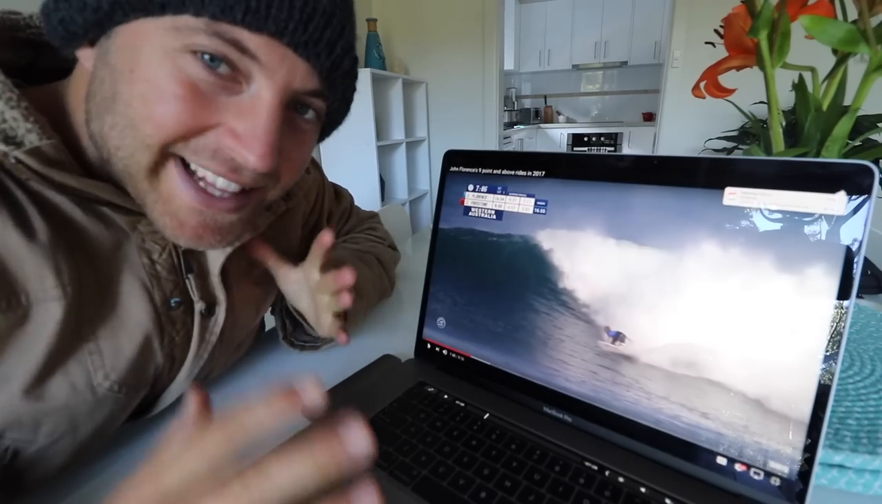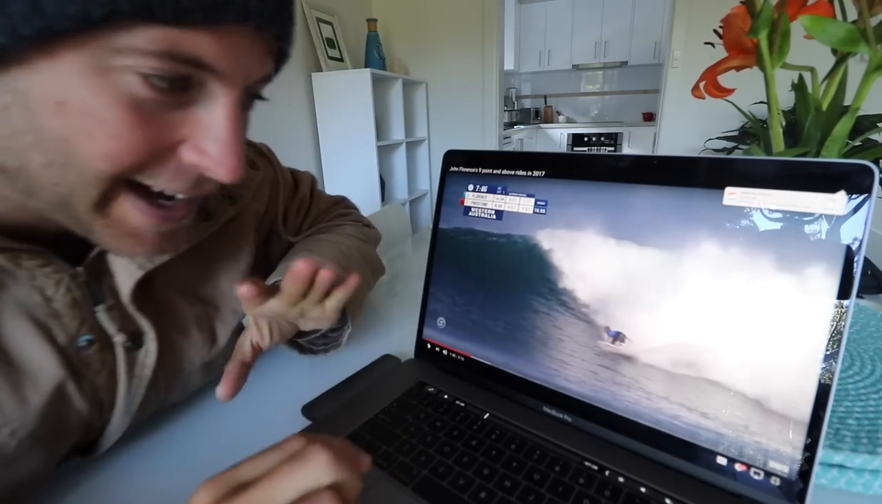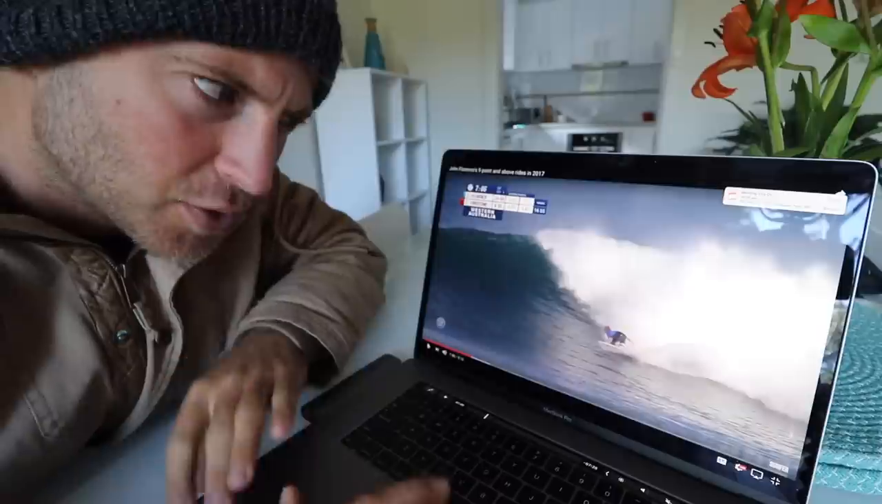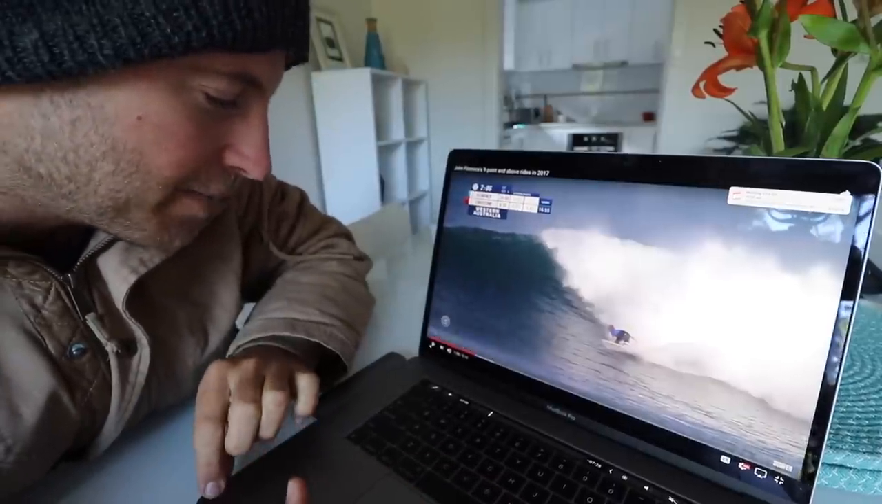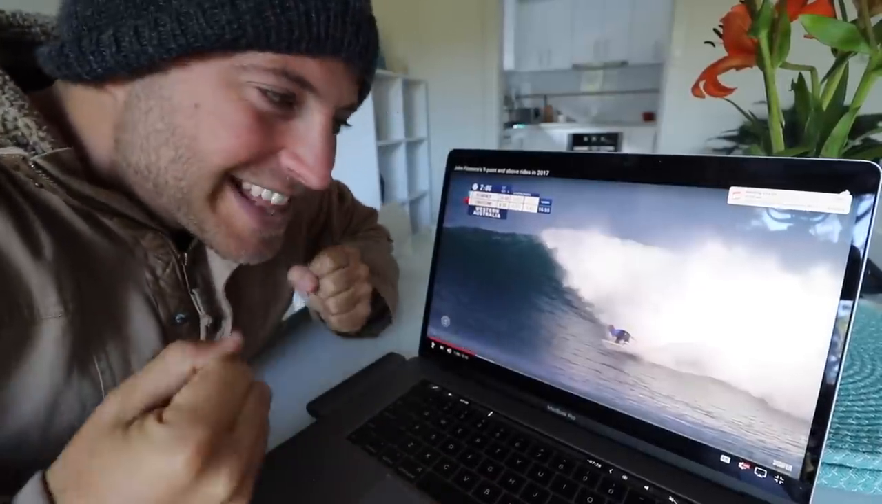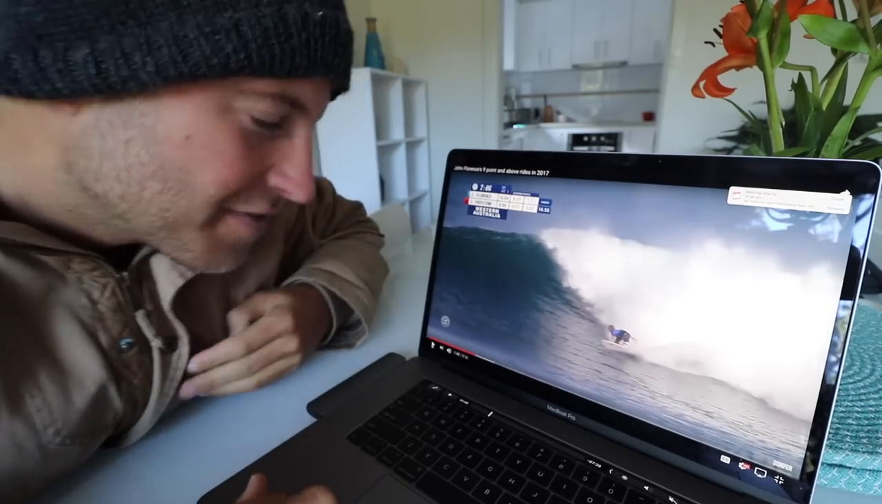I just had to pause it there and talk about someone who does this incredibly well, someone who exemplifies the art of rail game, and that is John Florence. So let's break down a turn by John from the Margaret River contest in 2017, I think. This particular turn exemplifies what I think is just perfect rail surfing.